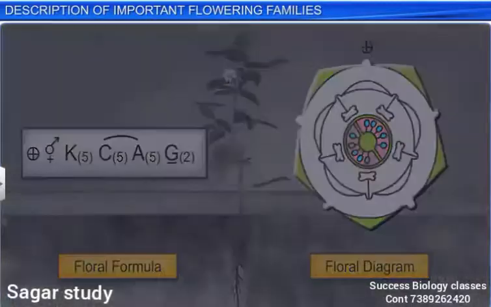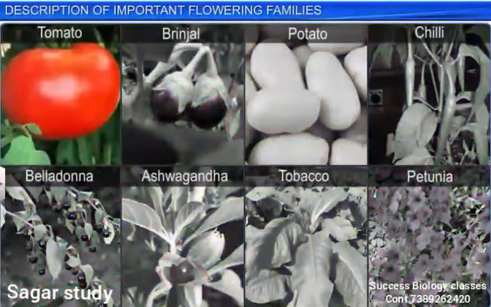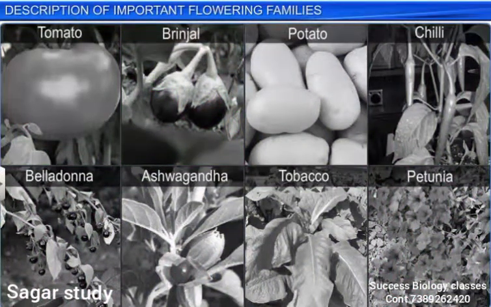Many plants like tomato, brinjal and potato belonging to the Solanaceae family are used as food. Chili is used as a spice, and belladonna and ashwagandha are used as medicines. Tobacco has fumigatory properties, and petunia is an ornamental plant.